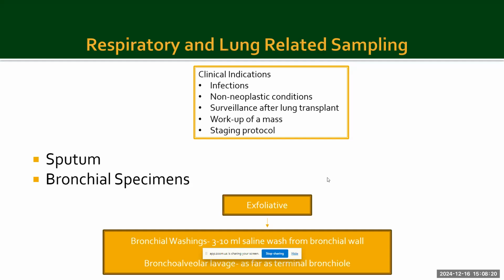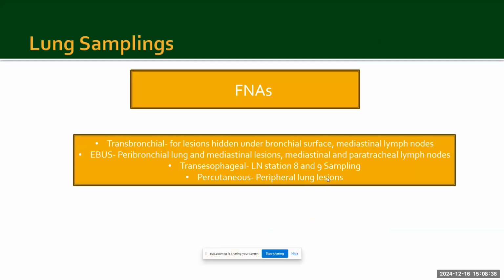So, talking about the type of samples that we get in respiratory and lung related sampling, it could be either exfoliative or fine needle aspirations. For exfoliative, we are talking about the sputum or the bronchial specimens, which comprise bronchial washing, brushing, and lavage, or it could be fine needle aspiration biopsies. For the fine needle aspiration biopsies, it can be image guided transbronchial biopsies for lesions which are hidden under the bronchial surface, or if we are targeting the lymph nodes.